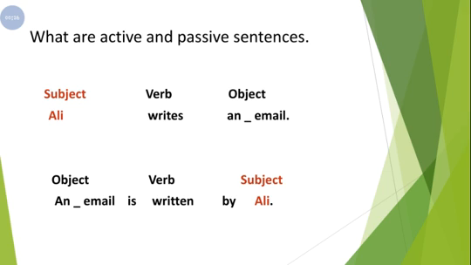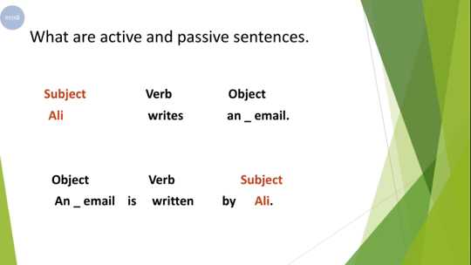So if you look at the first structure, subject, verb, object, this is the structure of active sentences. In active sentences, we always write the subject. Subject means one who is performing the action. We always write the subject before the verb. Active जुमलों में हम subject को हमेशा verb से पहले लिखते हैं.